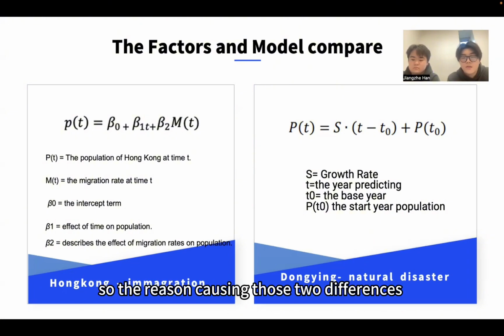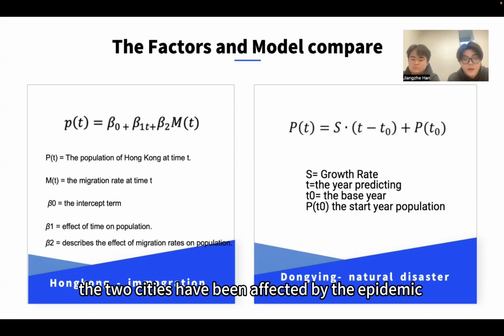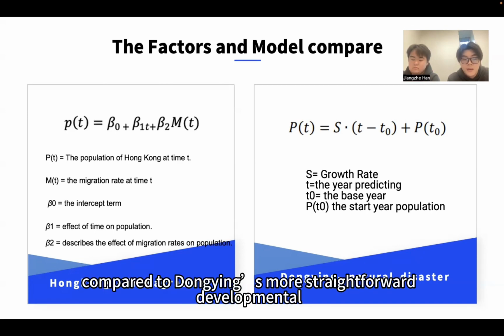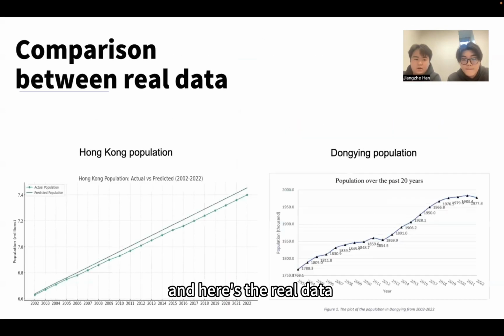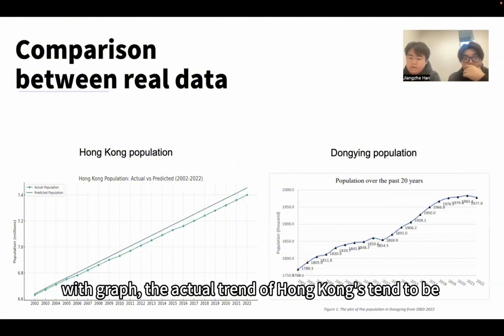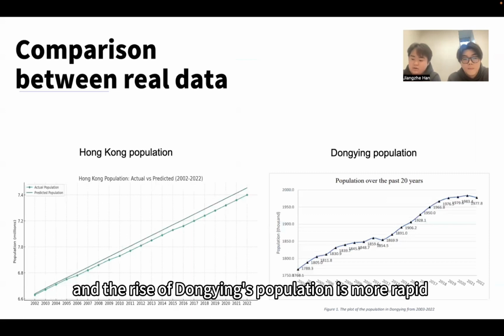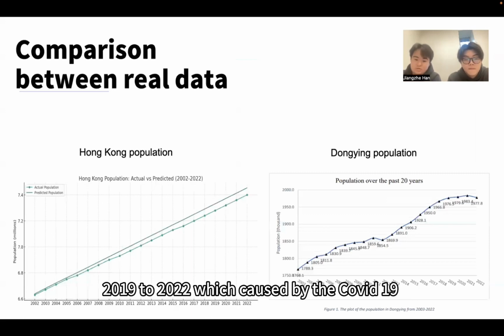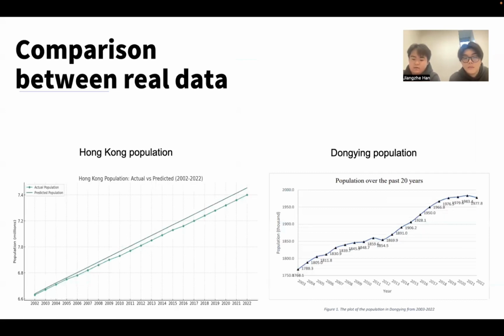So the reason causing those two differences is that the two cities have been affected by the pandemic to various degrees, and Hong Kong's unique political and historical background significantly impacts the population trends compared to Dongying's more straightforward developmental trajectory. And here's the real data with a graph. The actual trend of Hong Kong tends to be gentle and stable, and the rise of Dongying's population is more rapid, but the growth stagnated from 2019 to 2022, which was caused by COVID-19.